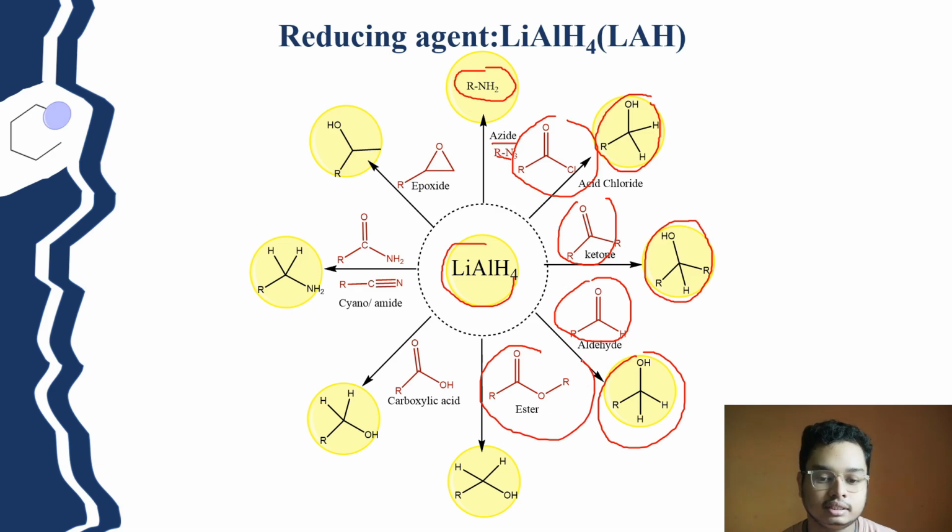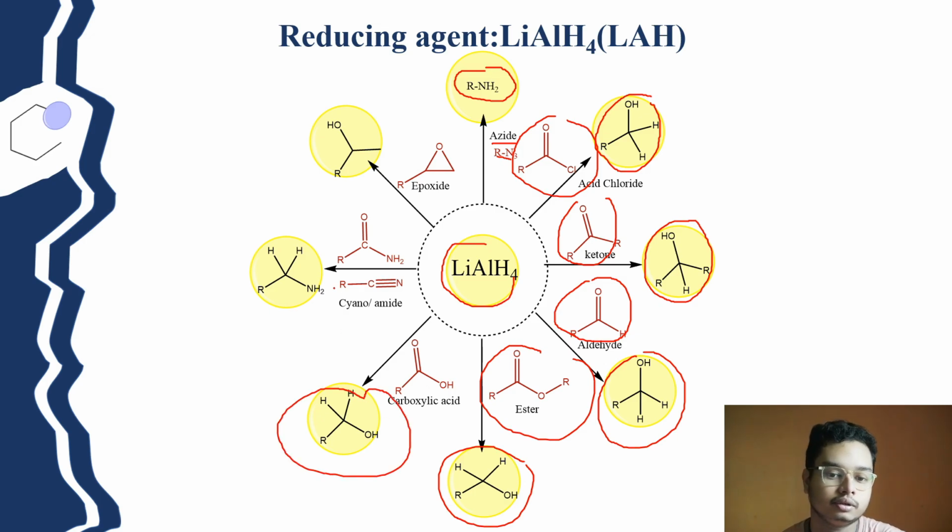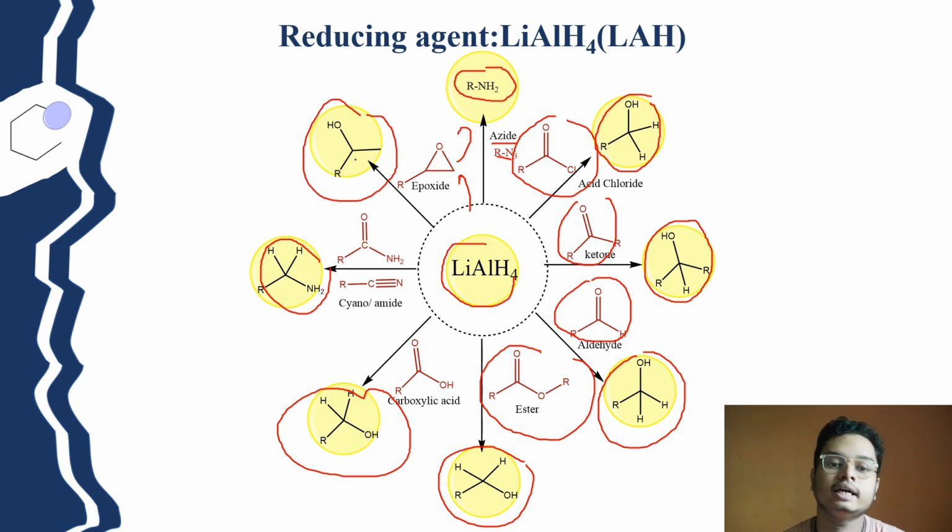Similarly, it reduces esters to their corresponding alcohols. Carboxylic acid is also reduced by lithium aluminum hydride to generate the alcohol. Also, the amide and cyano groups are reduced to their corresponding amines. And if it is an epoxide, the hydride attacks from the less hindered side and generates a secondary alcohol. So you can see that lithium aluminum hydride is basically reducing everything except double bonds.